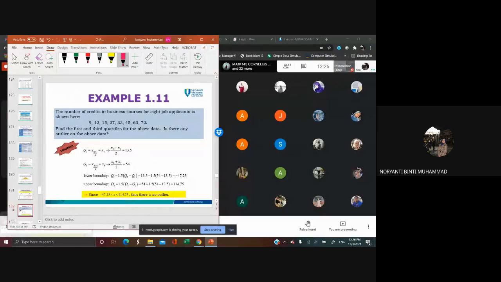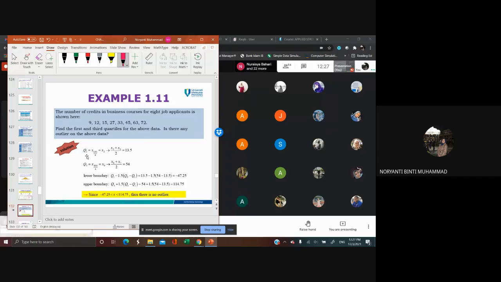So you can see from here, you have this data, and coincidentally, this data has been arranged. Okay, you can see the smallest is 9, the highest is 72. And what is the data about? This one is about 8 job applicants shown here. Number of credits in business courses for 8 job applicants. So first they ask you to find the first and third quartile.